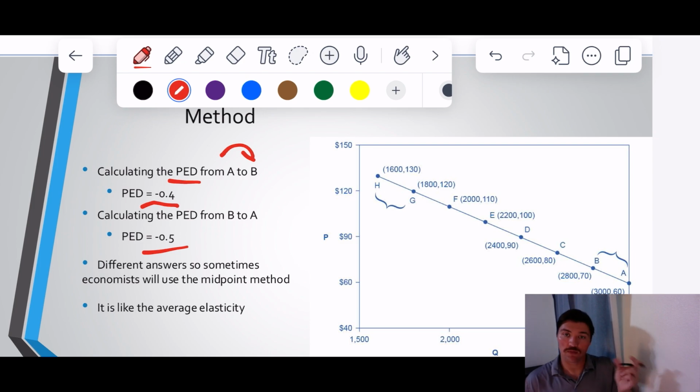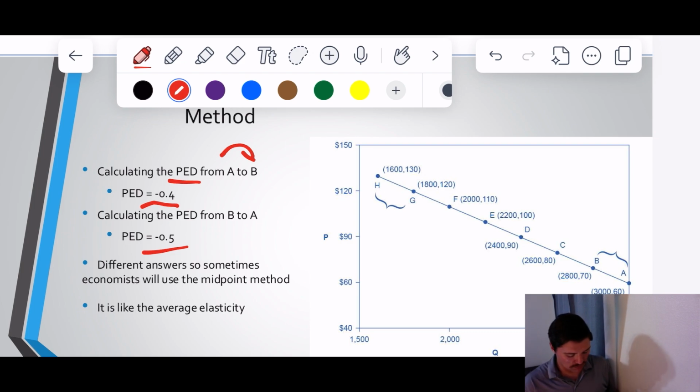And so what happens here is we're using the same numbers, right? But we're flipping what is new and what is old. So we're getting two different calculations. Different answers are found here. So sometimes economists like to use the midpoint method, which is basically like an average elasticity between these two points.